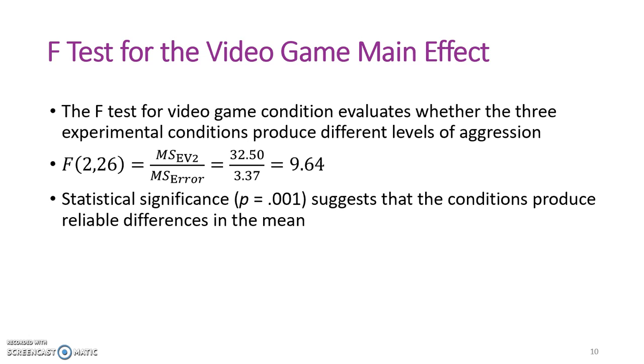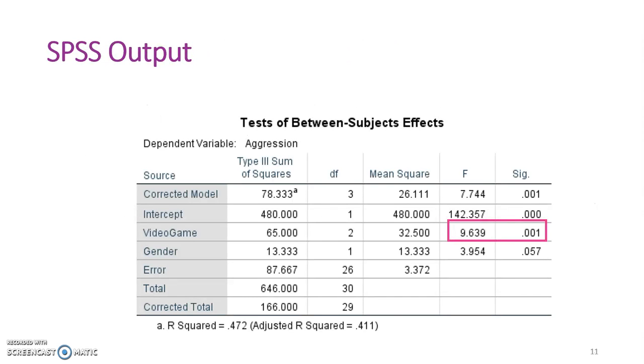Now, because we've got three groups here, if this is a significant F, that's telling us that at least two of the groups have different levels of aggression on average. And this F statistic, again calculated using the mean squares, is 9.64. It is statistically significant, and that suggests that the conditions do produce reliable differences in the mean levels of aggression. And here is where we would find that on the SPSS output.